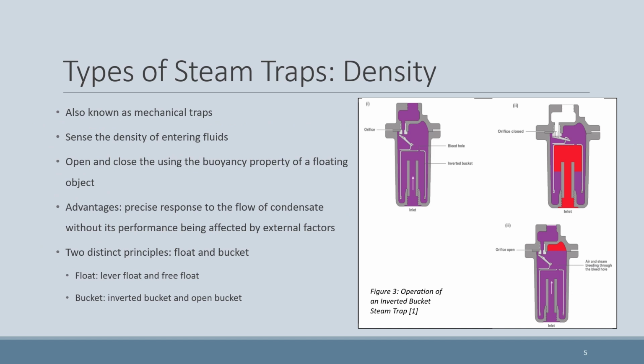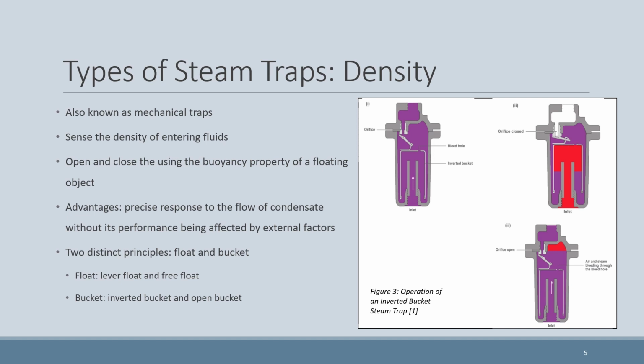Density traps, also known as mechanical traps, are designed to sense the density difference of entering fluids by opening and closing the valve using the buoyancy property of a floating object. Mechanical traps have two distinct categories that apply to the density principle: float and bucket. Each of these has their own two types of traps, which are lever float, free float, inverted bucket, and open bucket.